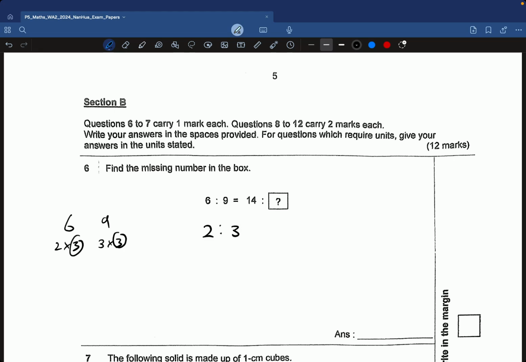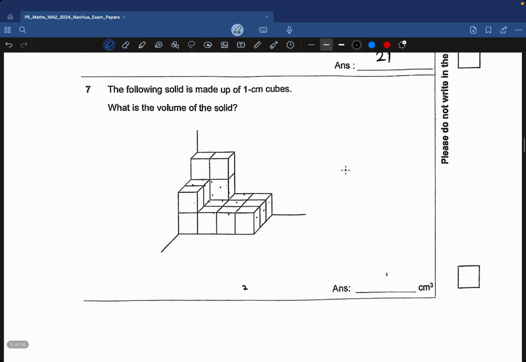So now, if you want to go to 14, in this case, what do we have to multiply by? 14 divided by 2, pretty simple, 7. So that means for 3, we need to multiply by 7. And this gives us 21. So the missing number is 21. All right, let's move on to question 7.